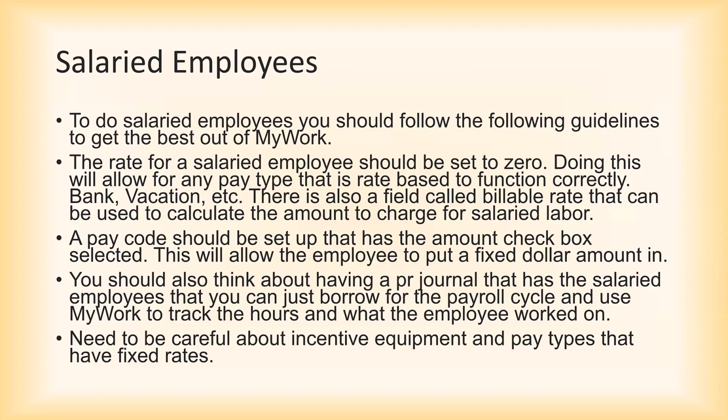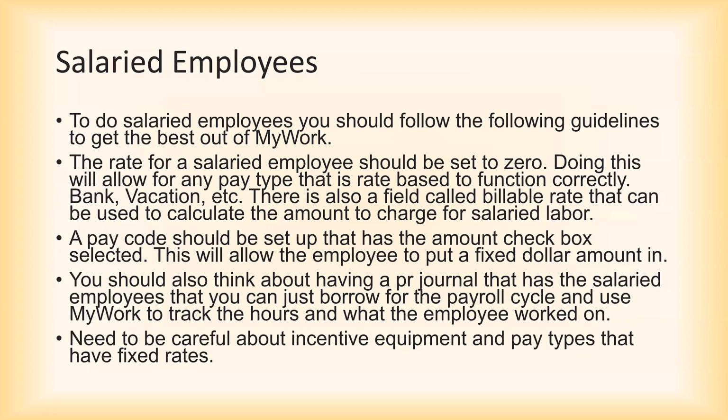then have a PR journal that has just the salaried employees' dollar amounts in it that you can just borrow from the previous payroll cycle and use to track, and then use MyWork to just track hours and banks that have to be updated. So all that's in that journal is just their salaried amount. The employees don't enter their dollar amount for their salaries, but it's still pretty automatic because you're just borrowing the journal. So you have 8 or 9 people that are salaried, and they just get the same amount every payroll cycle. So you put that in, and then when you run the payroll calc, it does it.